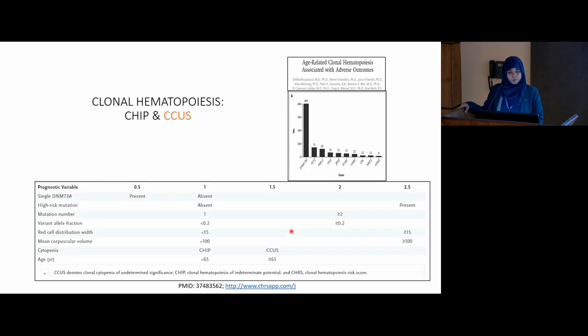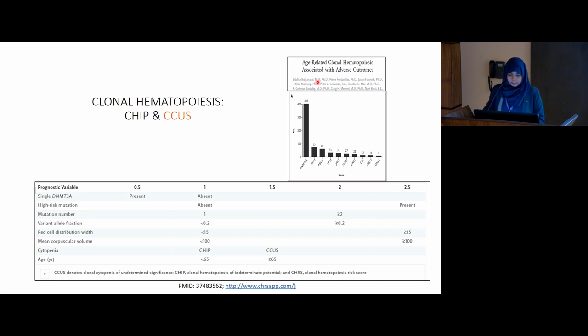So, DNMT3A mutation, as was also covered by Nikhil sir in the previous session. This seminal paper by Siddharth Jaiswal et al., which was one of the first studies, showed that DNMT3A mutation is one of the commonest mutations occurring in clonal hematopoiesis. And in this case, we also have pancytopenia. So this would be a case of clonal cytopenia of undetermined significance, CCUS.